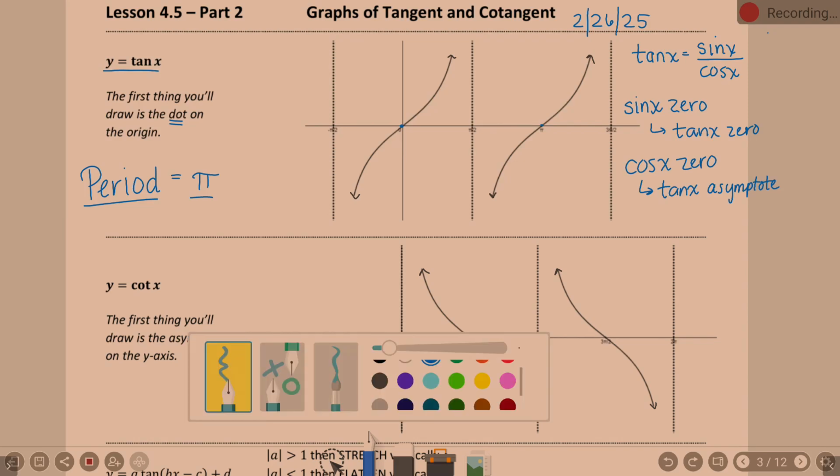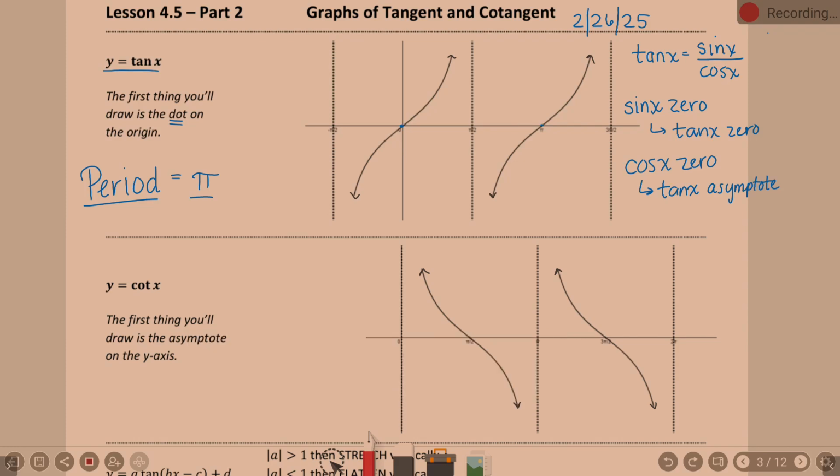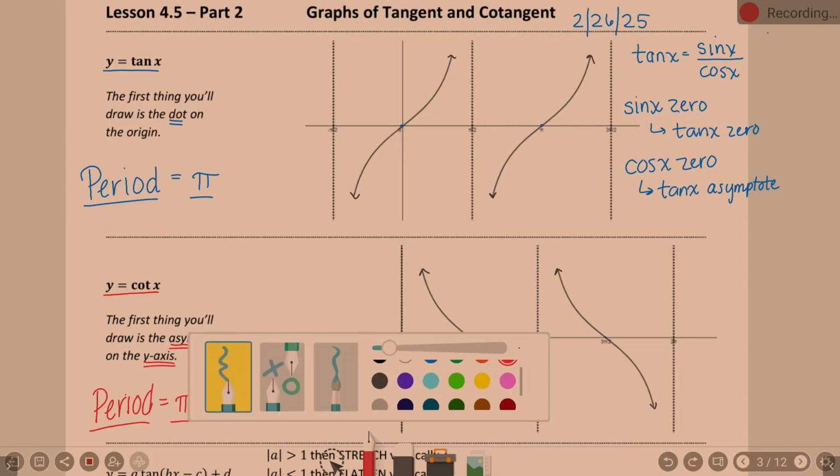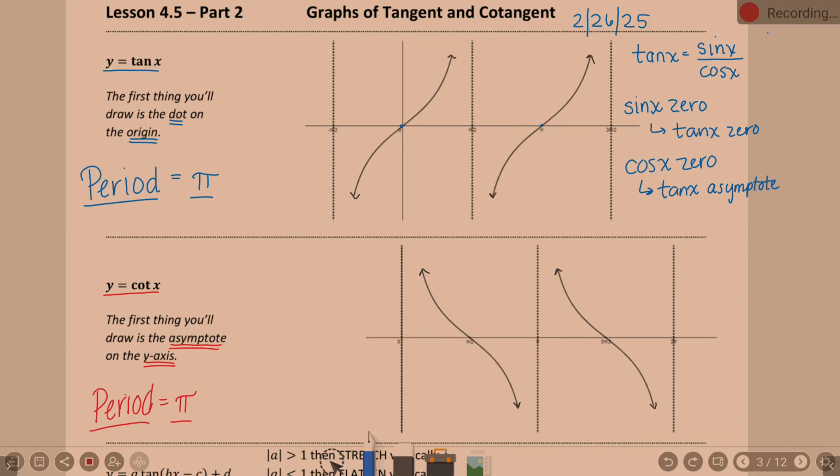Cotangent. Very similar. Has some slight differences. So first of all, with cotangent, just like with tangent, the period is pi. A difference with cotangent is the first thing you'll draw is the asymptote on the y-axis. Up above, the first thing was the dot on the origin. Here, at the origin, you're going to have an asymptote. So you'll notice here at this cotangent graph, 0 is an asymptote.